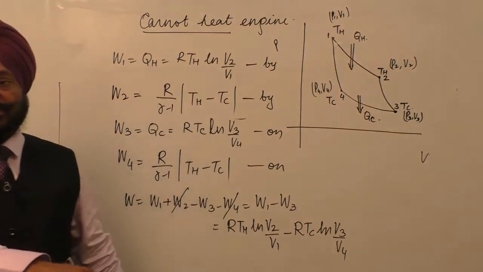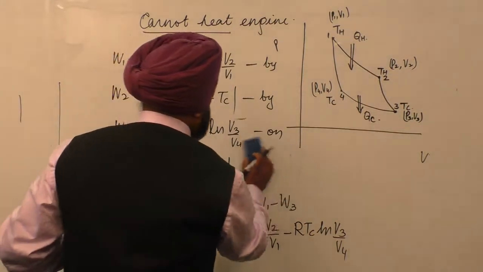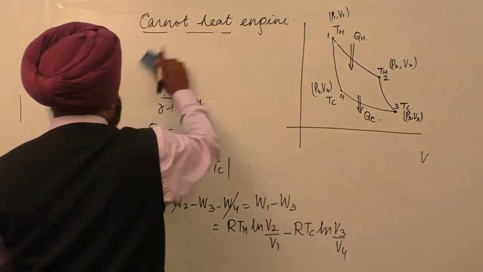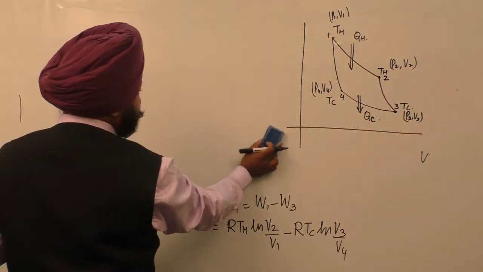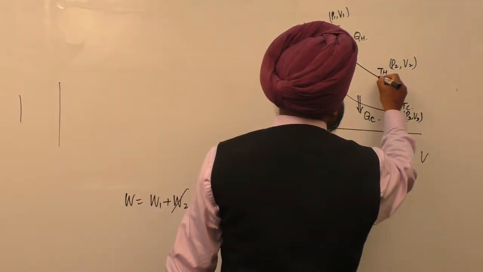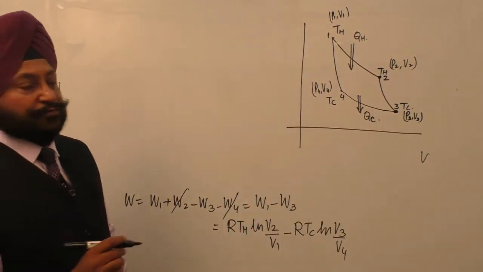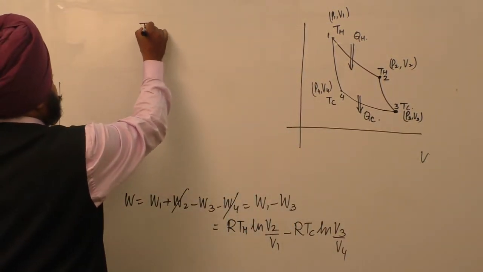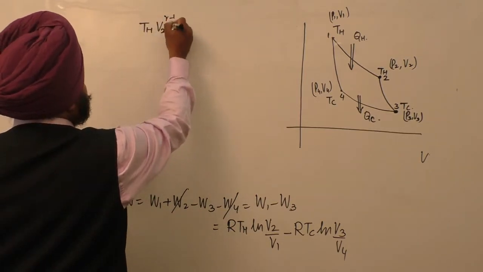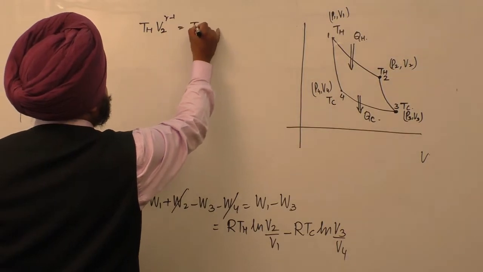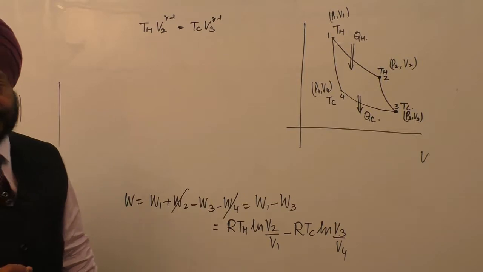This is the total amount of work done. Now we will rewrite this expression and see what the values of TC and so on are. If you look at point number 2 and point number 3, these two are on the same adiabatic curve. So for them, TV to the power gamma must be constant: TH V2 to the power gamma minus 1 should be equal to TC V3 to the power gamma minus 1, because they are on the same adiabatic.